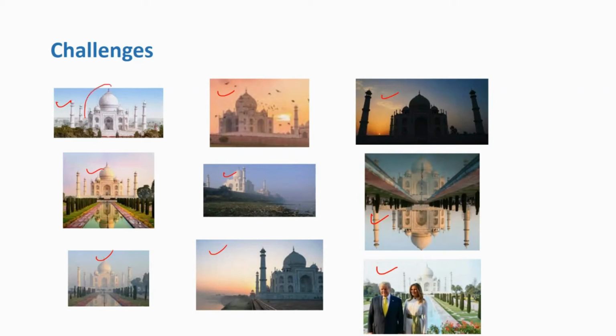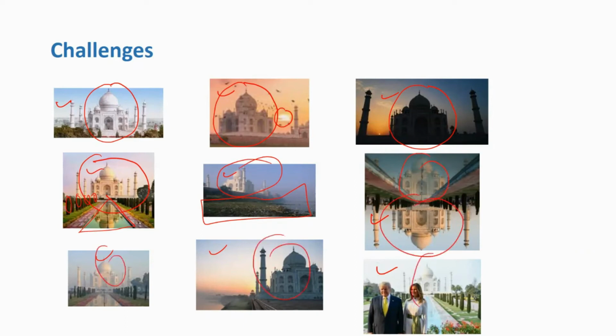Here you can easily identify the Taj Mahal, but here it can identify the Taj Mahal as well as the birds, as well as the sun. Here it cannot identify the Taj Mahal easily because it's too dark. Here it can also identify different trees, plants, etc. Here it can identify a lake, a river, or the Taj Mahal as well. Here two Taj Mahals are there, the reflection. Here also we have the Taj Mahal, but we have some guy here.